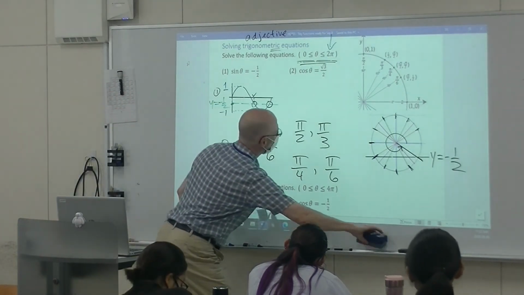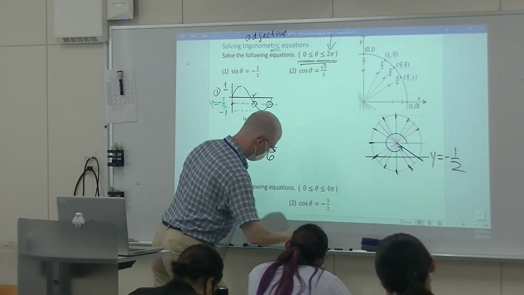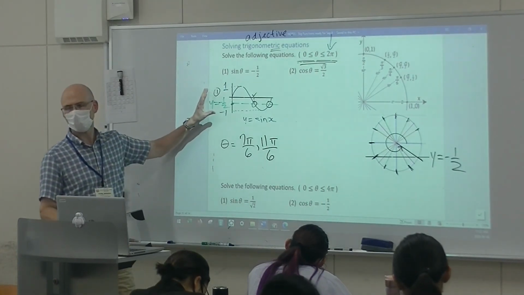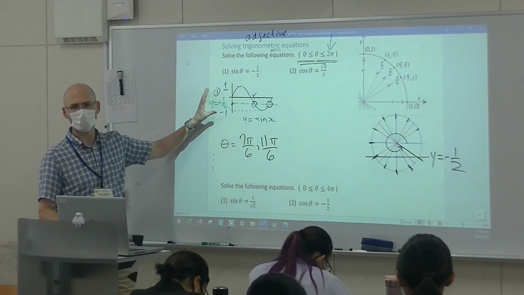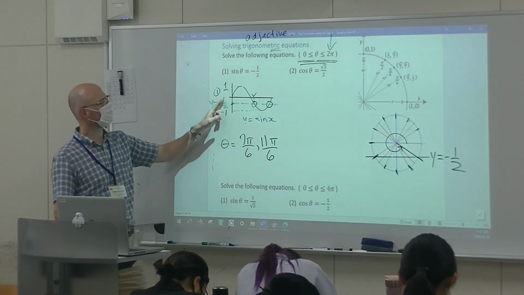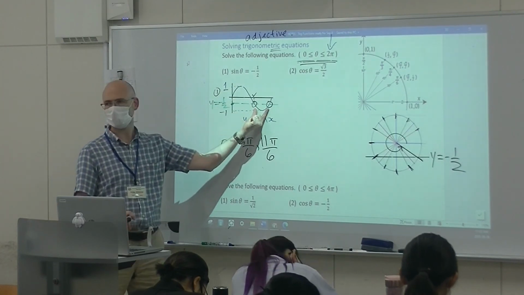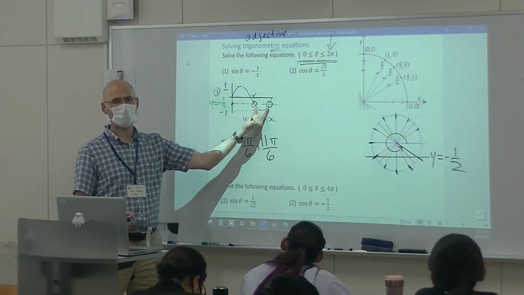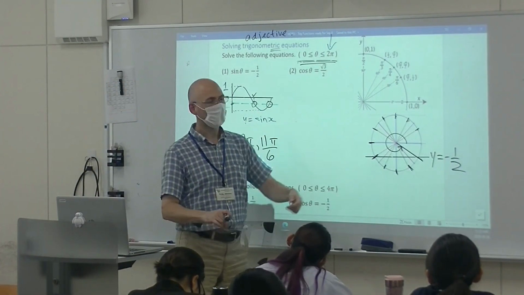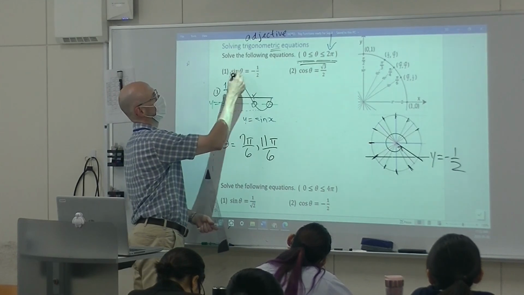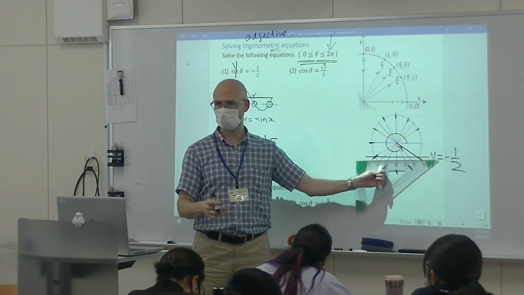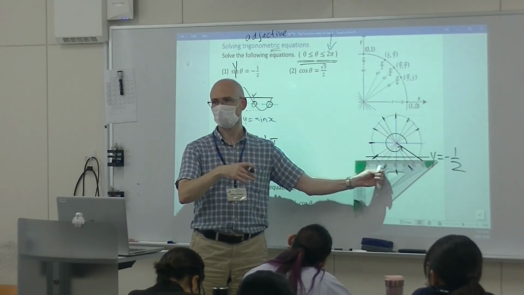So, let's just review key steps here. Did we have to draw the graph for this? No, we did not need to draw the graph. I drew the graph just for a little bit of review, and also helping us to see that there must be 2 answers. Okay? Now, how do we find those answers? We really need this circle. Okay? And you have to understand what this means. This means that y equals negative 1/2. So I drew that line. And then I find the angle. Okay?